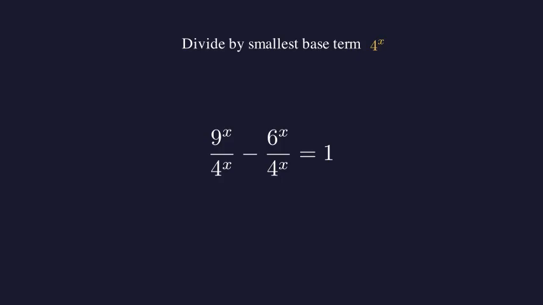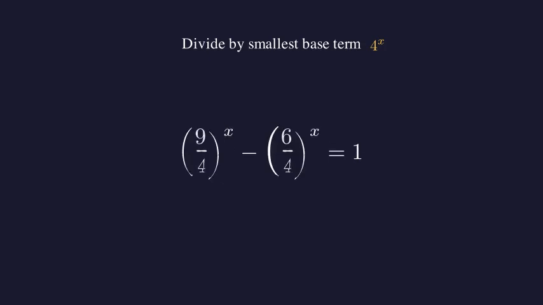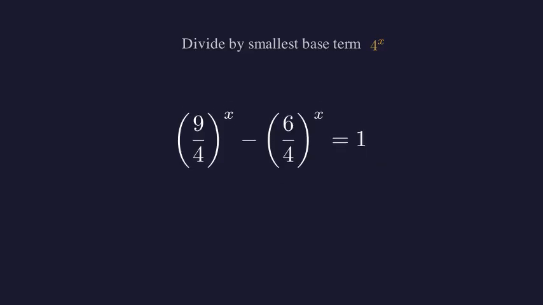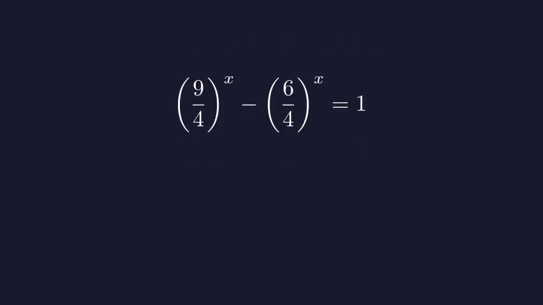By applying the laws of exponents, we can pull the exponent x out of the numerator and denominator, grouping the bases together. This gives us the fraction 9 over 4 raised to the power of x, minus the fraction 6 over 4 raised to the power of x. Now, observe the numbers inside the parentheses. The fraction 6 over 4 reduces to 3 over 2.